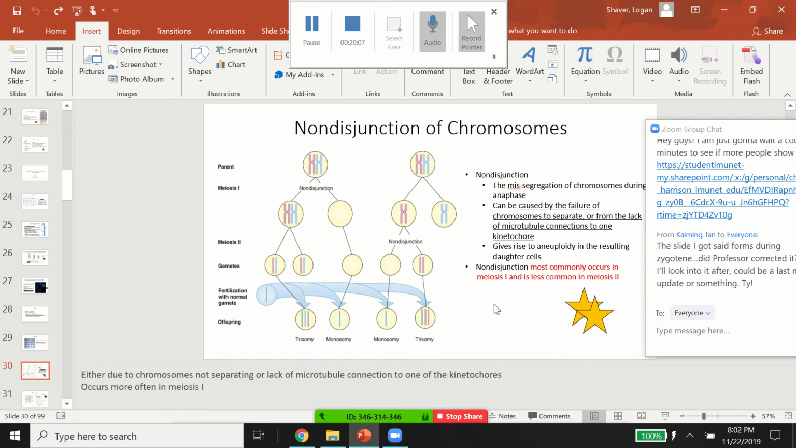Non-disjunction of chromosomes. What happens here, you can see from the picture. Normally you'll have this happen, right? They'll split like this. So you'll typically have one half go here, and the other half go here, of this pink one. That's what normally happens. But with non-disjunction, you only have one gamete that gets the entire structure. Instead of splitting the two off, you only have this one gamete that has all the genetic info.